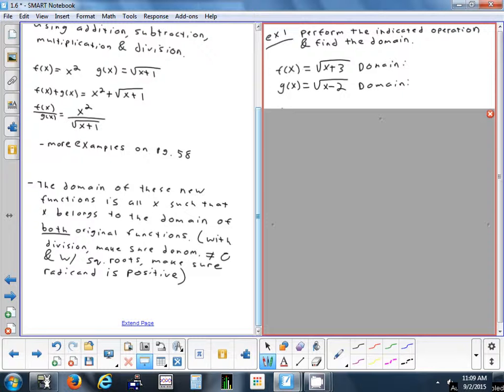Madison, what values would I be allowed to plug into f of x? Yeah, anything that's greater than, did you say greater than or equal? We could also plug in -3. That would be okay too. Square root of 0 is okay. You just can't take the square root of a negative. So in this case, the domain is all x greater than or equal to -3.